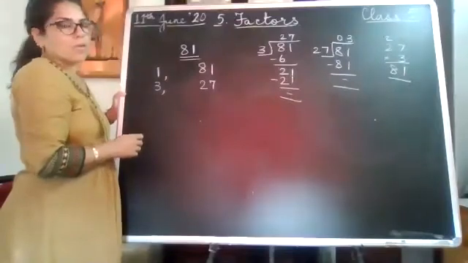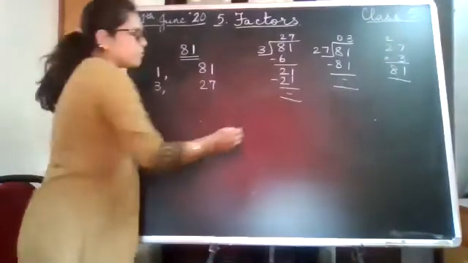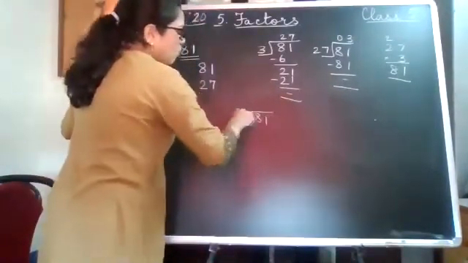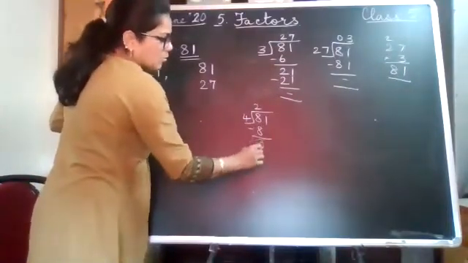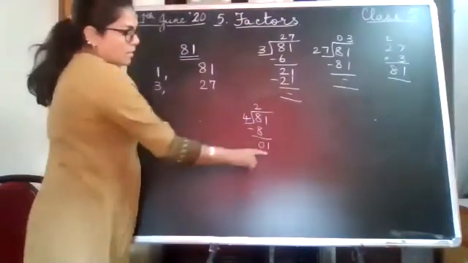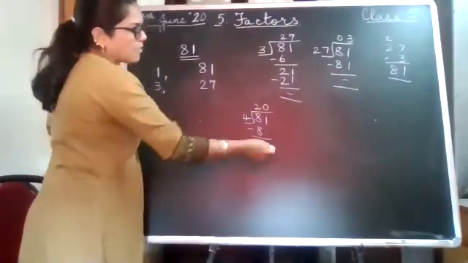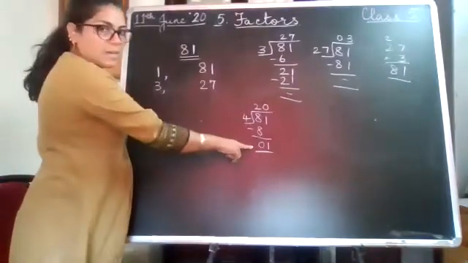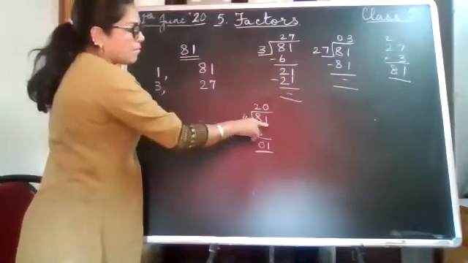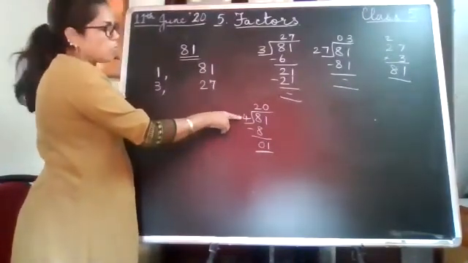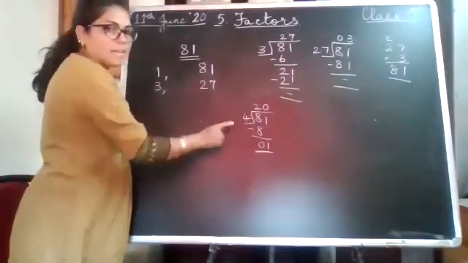Next is 4. Now for 4 you have to look at the last 2 digits. But here we have only 2 digits. So we have to divide 81 by 4. 4 divides 8 2 times. 8 minus 8 is 0. Bring down 1. Now 1 cannot be divided by 4. So you put a 0 here. And this will be left as it is. So whenever there is a remainder, it means it is not divisible by this number. So 81 is not exactly divisible by 4. So 4 is not a factor of 81 because it does not divide 81 fully.